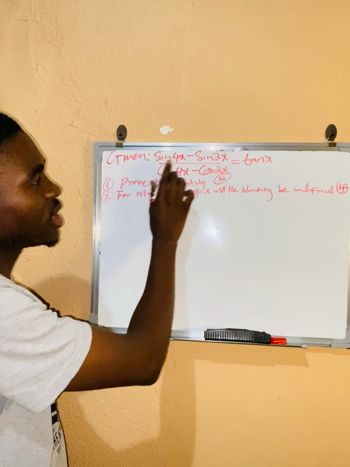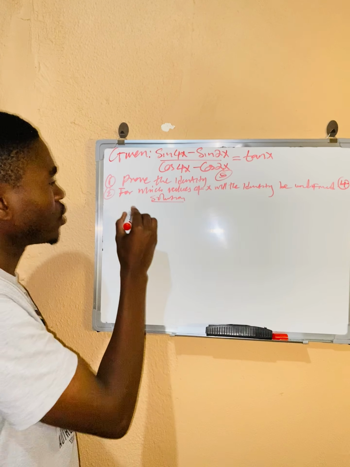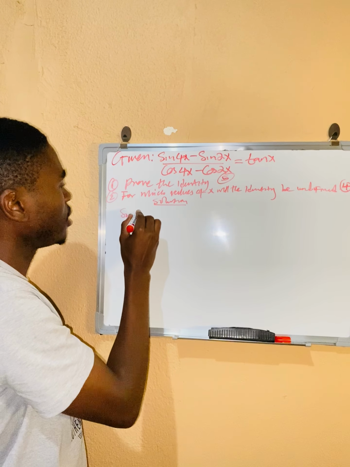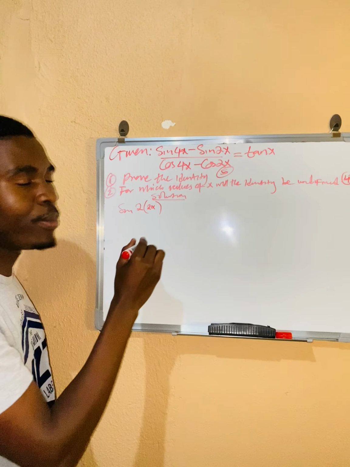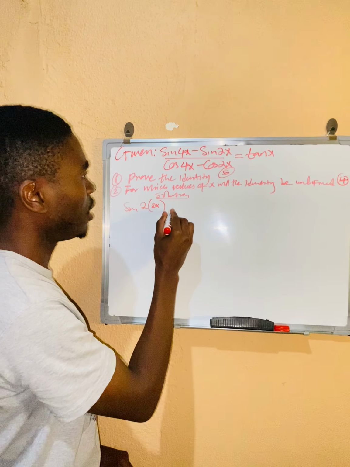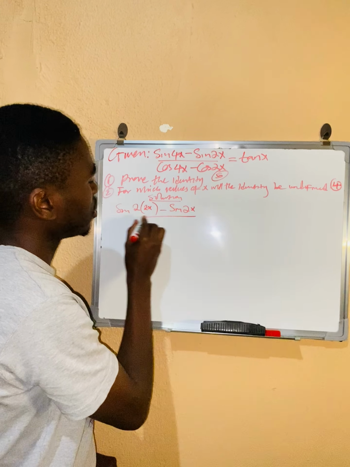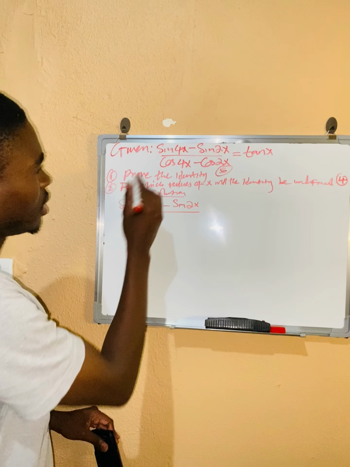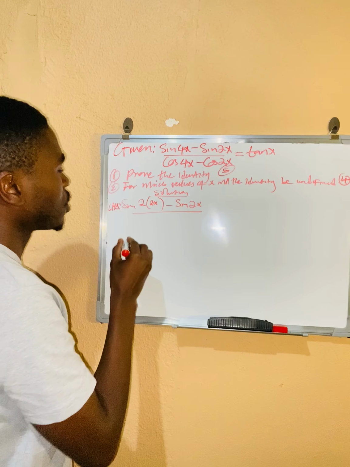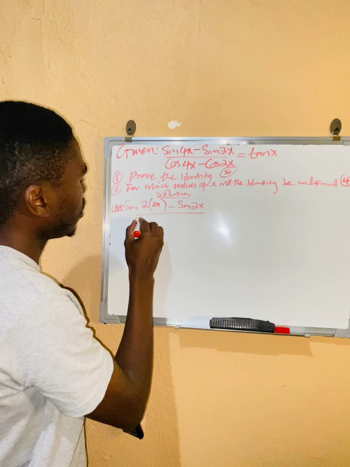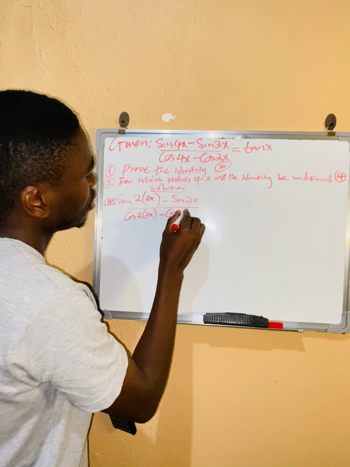So now let's make sine 4x a double angle. We're going to have sine 2 into 2x, so that everything on top becomes the double angle of sine, minus sine 2x. Now we're going to divide. Again, we're proving this side is equal to that side, which means this side is our left hand side. So now we're going to have cos 2 into 2x minus cos 2x.